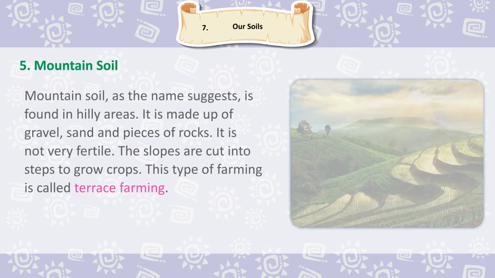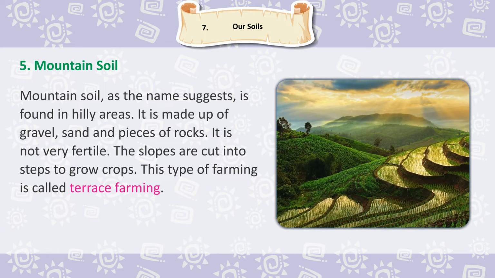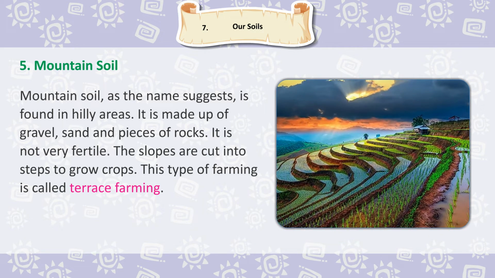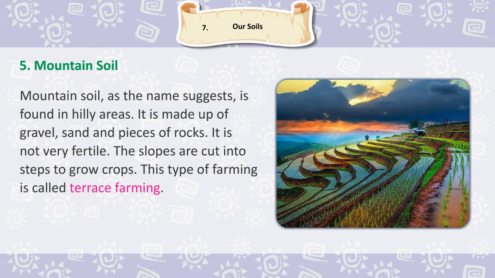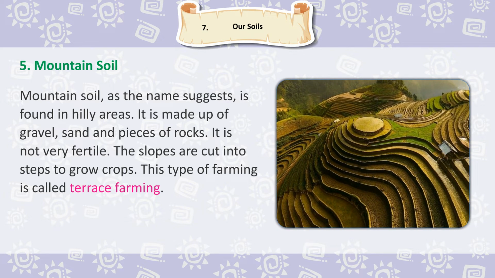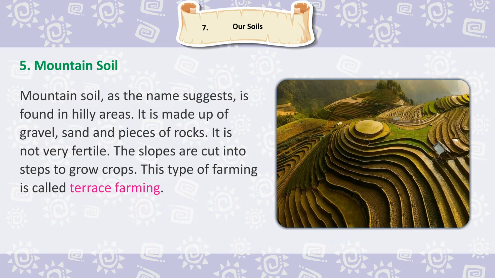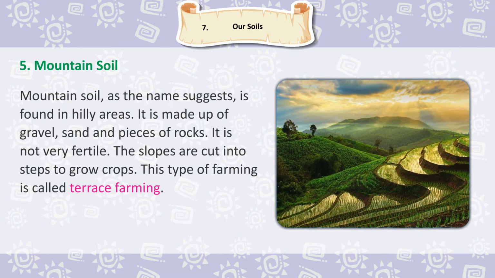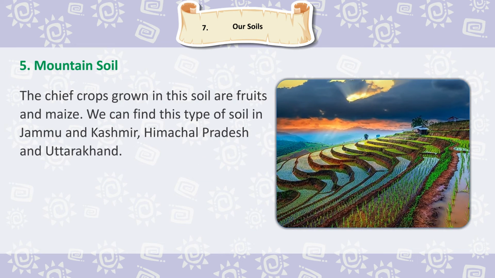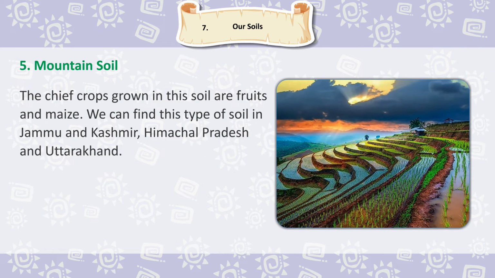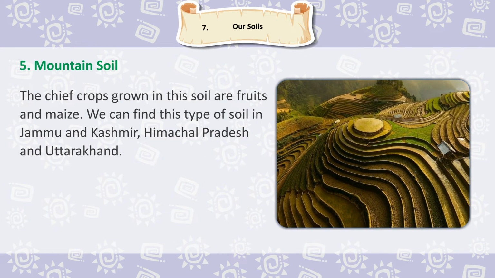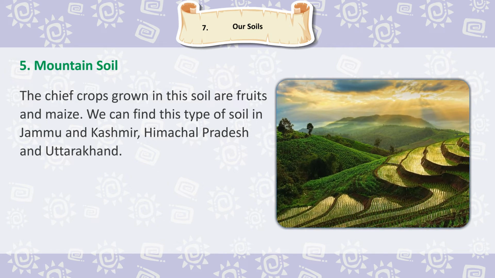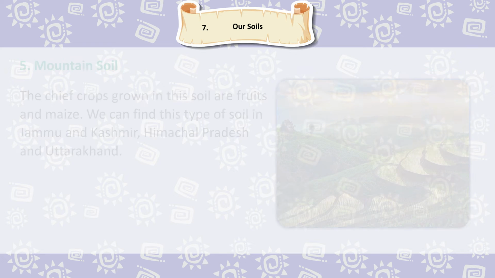5. Mountain soil. Mountain soil, as the name suggests, is found in hilly areas. It is made up of gravel, sand, and pieces of rocks. It is not very fertile. The slopes are cut into steps to grow crops. This type of farming is called terrace farming. The chief crops grown in this soil are fruits and maize. We can find this type of soil in Jammu and Kashmir, Himachal Pradesh, and Uttarakhand.